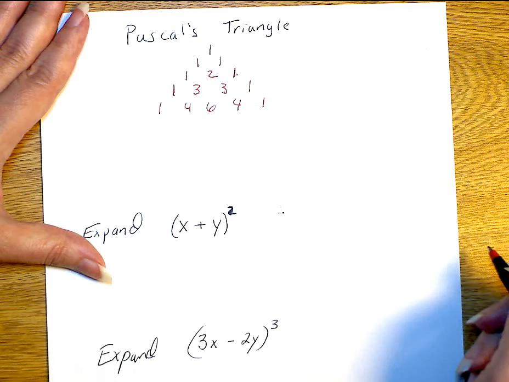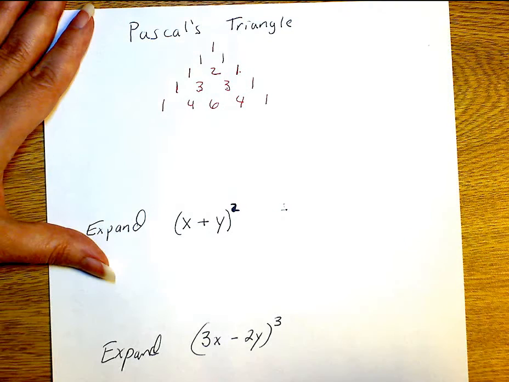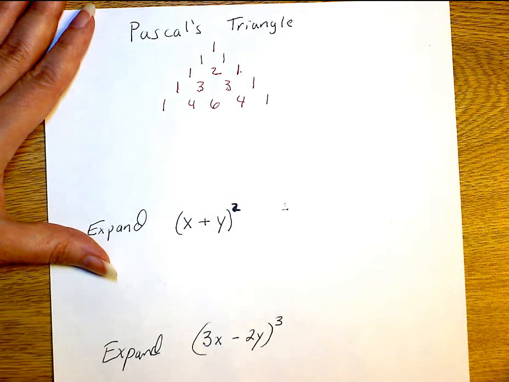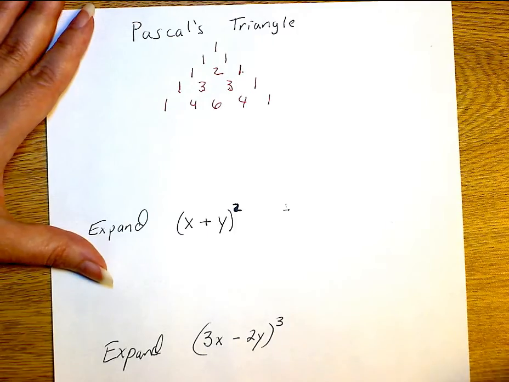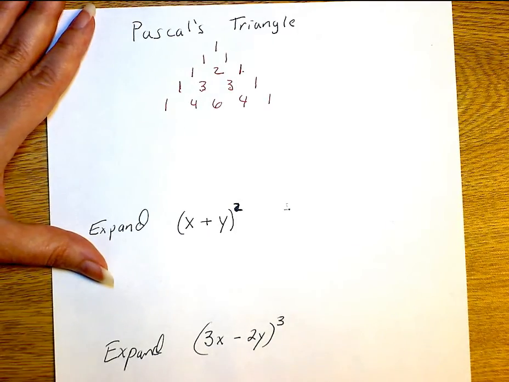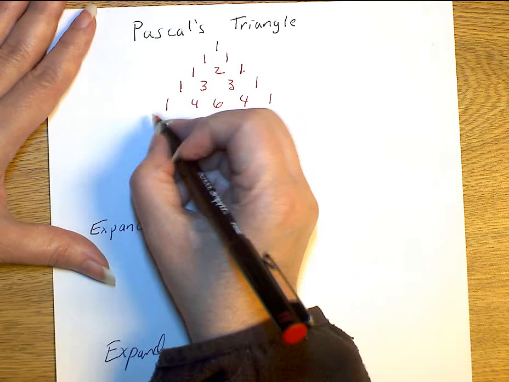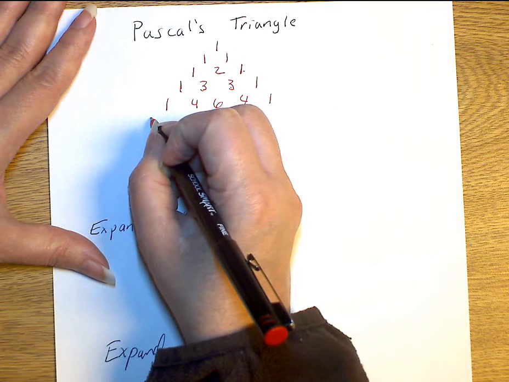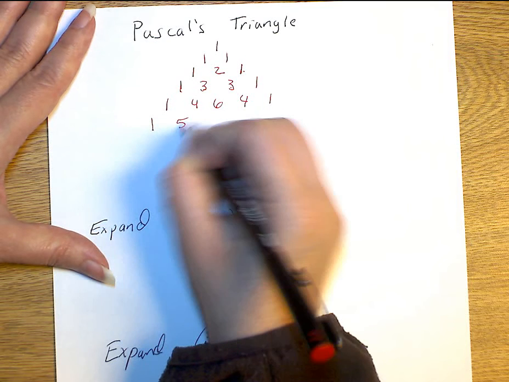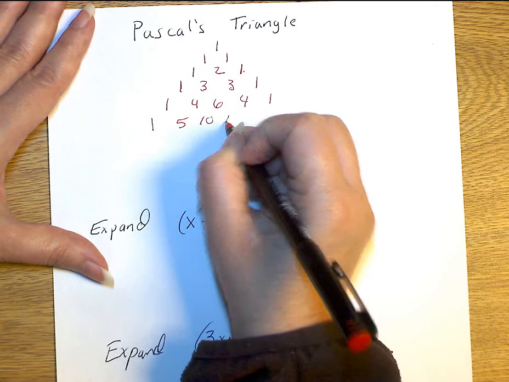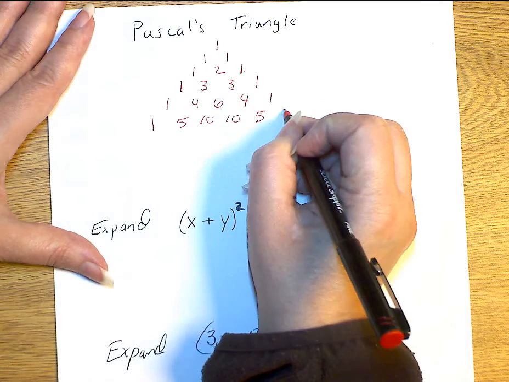I want you to try the 5th row, but on your paper, not out loud. I want you to write the 5th row. So hopefully you got, class, what did you get? You got 1, 5, 10, 10, 5, 1. Alright.